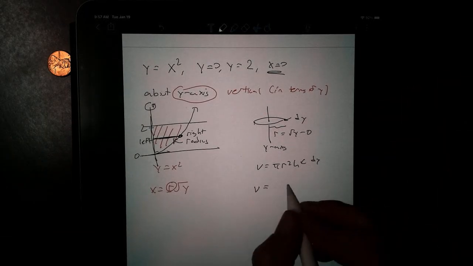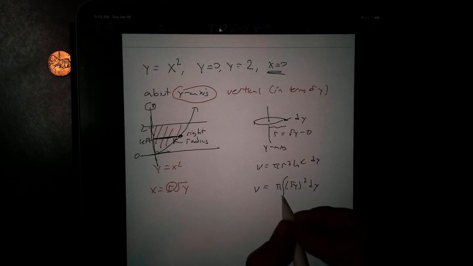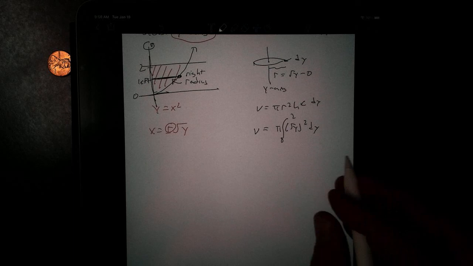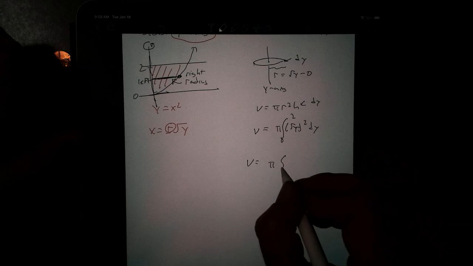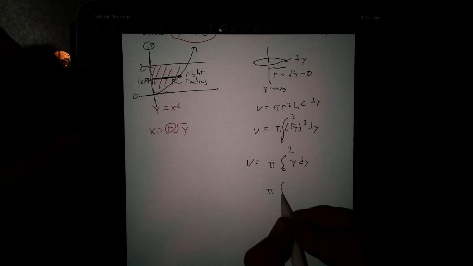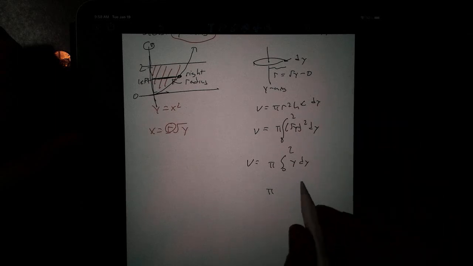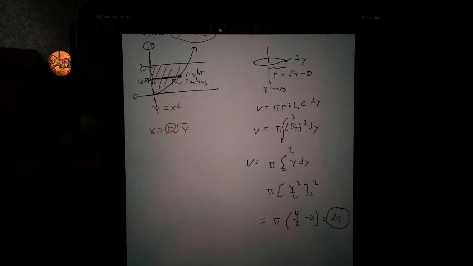So my volume becomes pi times r squared, which is the square root of y squared, dy, and we'd evaluate that from 0 to 2. Solving it, we get pi times the integral of y dy, since the square root of y squared is just y. Let's do this without a calculator. I'm going to integrate: y squared over 2 from 0 to 2. Pi is a constant, so I can leave it out, and this just becomes 4 over 2 minus 0, so the volume would just be 2 pi for us.